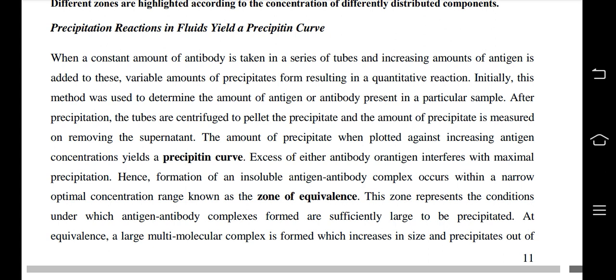After precipitation, the tubes are centrifuged to pellet the precipitate, and the amount of precipitate is measured on removing the supernatant. The amount of precipitate, when plotted against increasing antigen concentrations, yields a precipitin curve. Excess of either antibody or antigen interferes with maximum precipitation. Hence, formation of an insoluble antigen-antibody complex occurs within a narrow optimal concentration range known as the zone of equivalence.